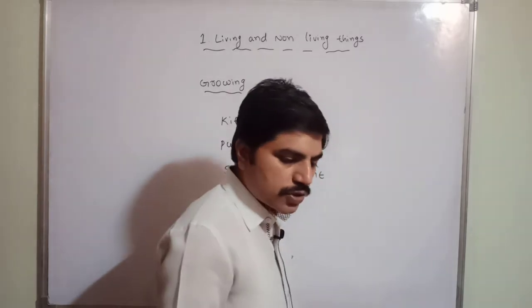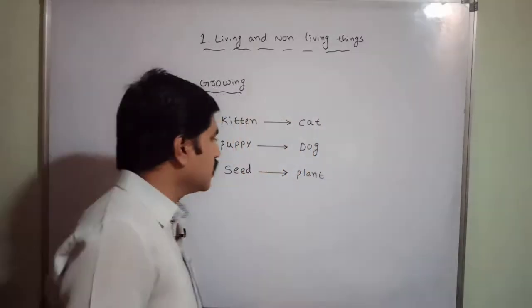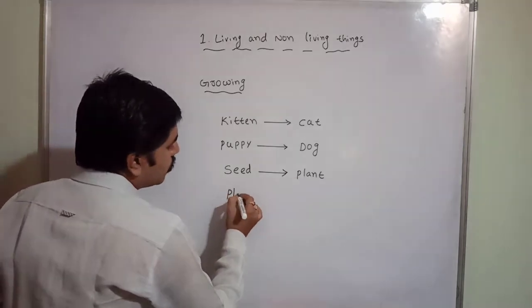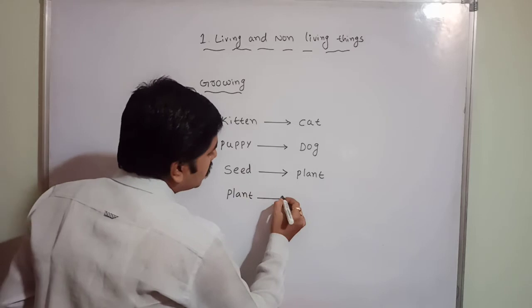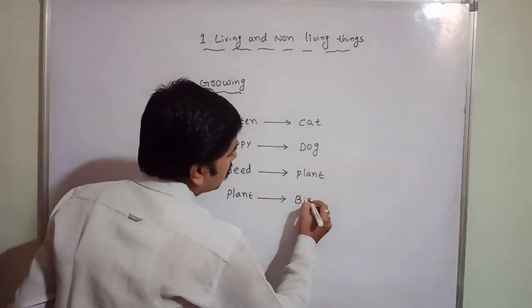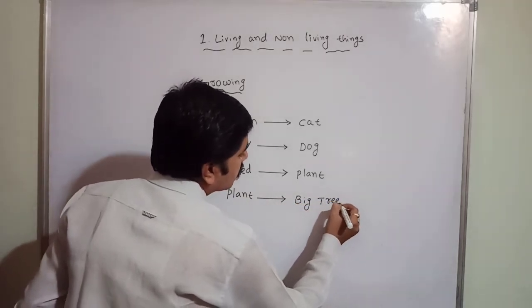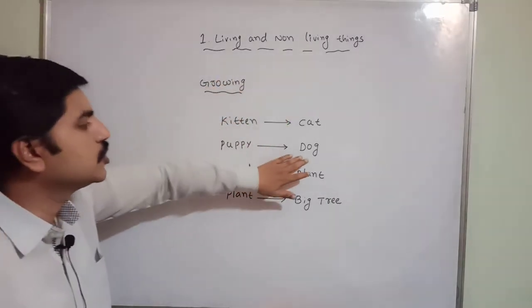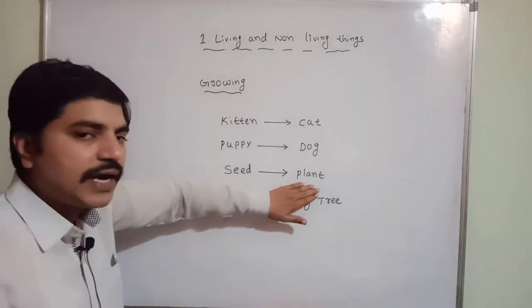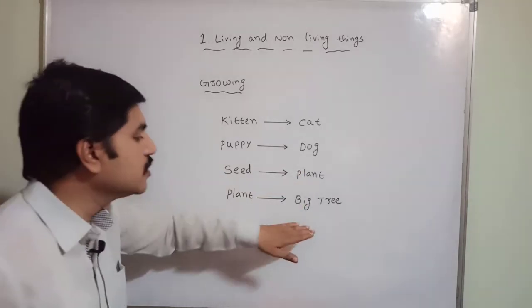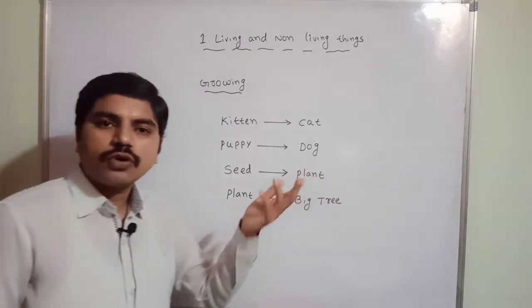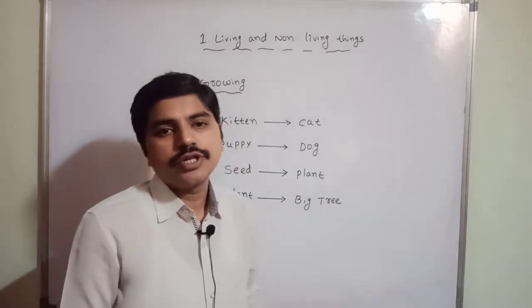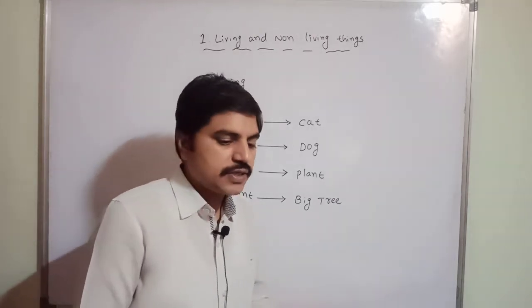And next, more examples. A big tree was also once a small plant. Now I am going to say that big trees are there. The plant will grow and become a big tree. So here the kitten becomes a cat, the puppy becomes a dog, the seed becomes a plant, and the plant becomes a big tree. These are growing. All are ready to grow. Human beings are also ready to grow, correct or not?